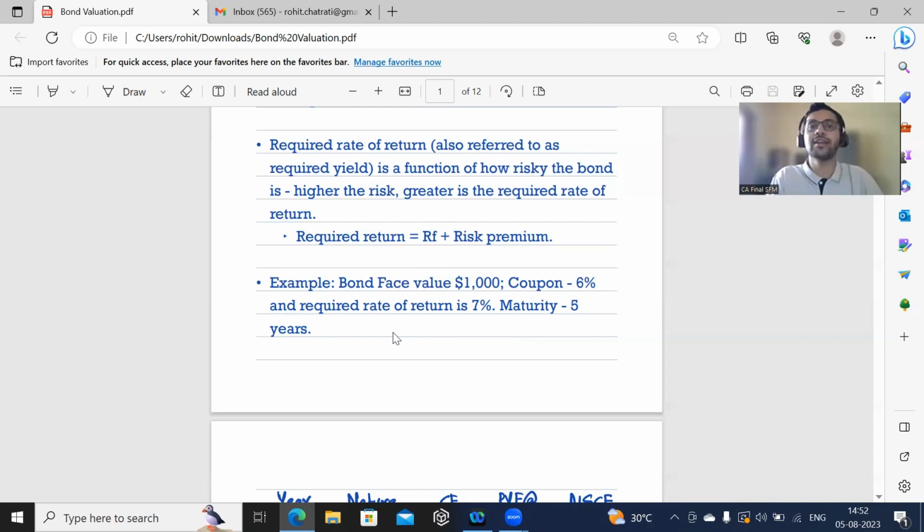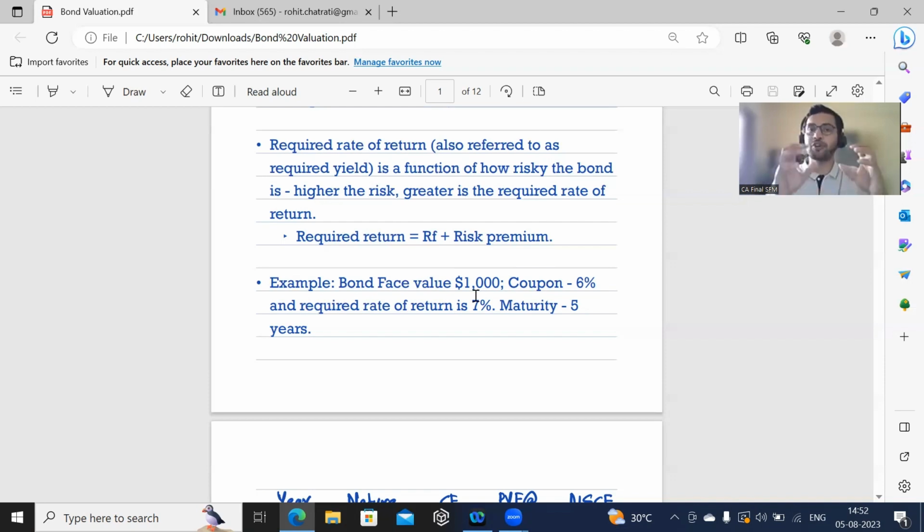Now, if you look at it, you are going to receive $60 as coupon. How did I calculate $60? 1,000 multiplied by 6%. Every year, you will be receiving $60. Year one, you will receive 60. Year two, year three, year four, you will receive $60. Year five, you will receive the coupon of $60. But over and above that, you will also receive the face value or the maturity value of $1,000. So in year five, you're going to receive $1,060. Year one to four, 60, 60, 60, 60, and year five, you will receive $1,060.